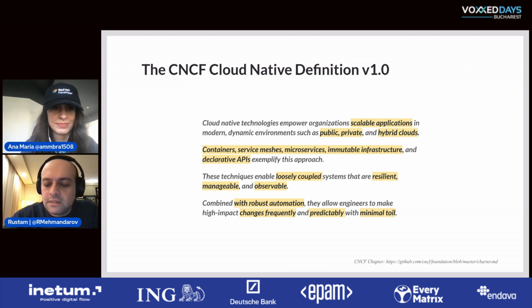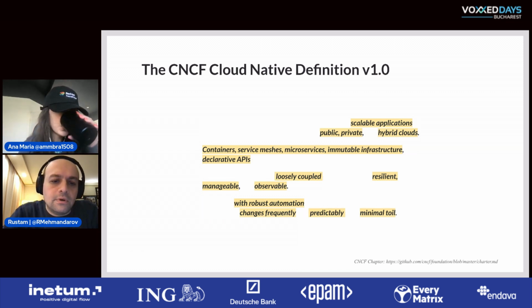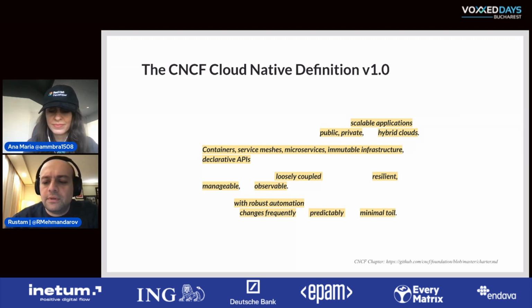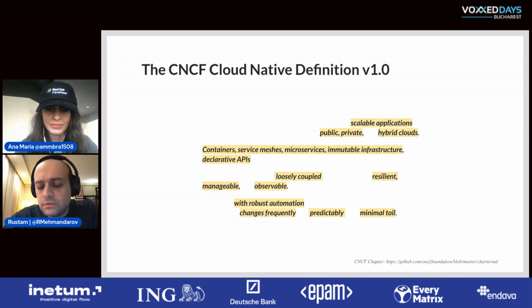So we highlighted the most important words, and to stop you from reading the text one more time, we removed all the other words. So now we have the main keywords that help you with understanding cloud native. It's a scalable application, public, private, hybrid clouds. It's a container, service meshes, microservice, immutable infrastructure, declarative APIs, loosely coupled, resilient. All those words. If you do not know some or all of those things, it doesn't really matter. Don't worry, we'll talk quite a bit about most of them.